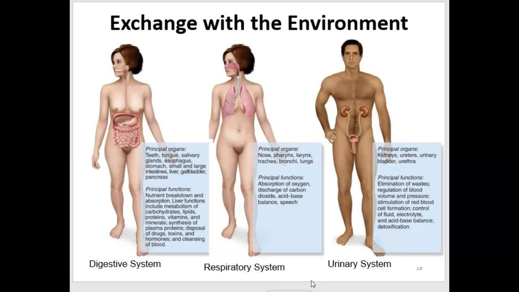First is the digestive system. It's adapted to take in nutrients and expel wastes into the environment. The respiratory system is adapted to take in oxygen from the environment and expel carbon dioxide as a waste product. The urinary system filters our blood and eliminates any waste products from the blood. I'll call them toxic metabolites, but they become part of urine, and the bladder and urethra expel the urine into the environment.